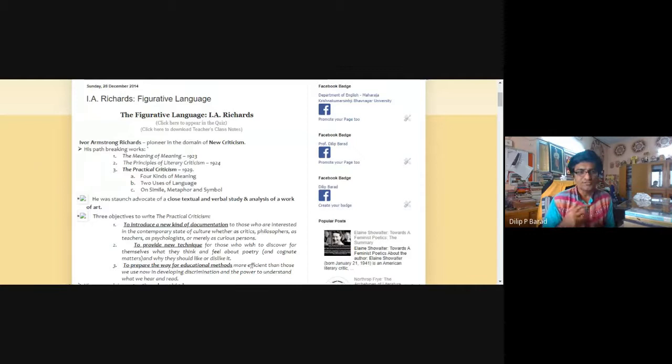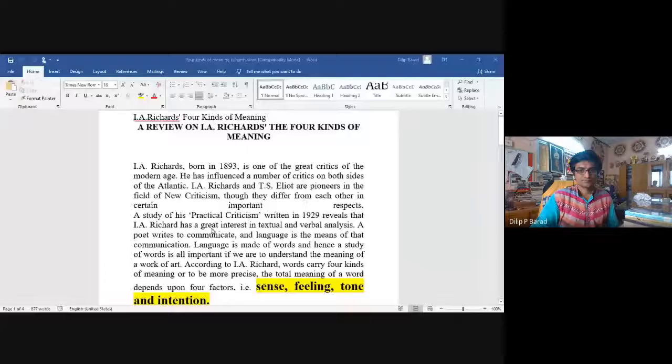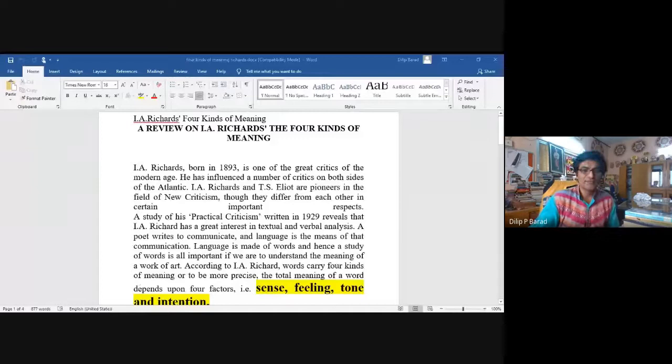Before we enter into figurative language, briefly we want to see what points he is making in Four Kinds of Meaning, Two Uses of Language, and On Simile, Metaphor, and Symbol. For example, Four Kinds of Meaning. What does he mean by Four Kinds of Meaning? Let me share yet another screen. Okay, so here we can see a summary of his write-up on Four Kinds of Meaning.